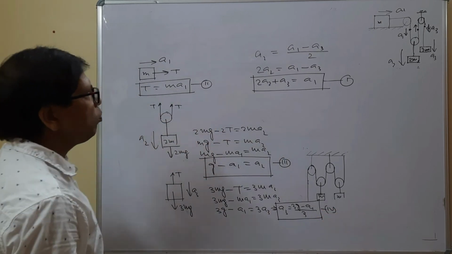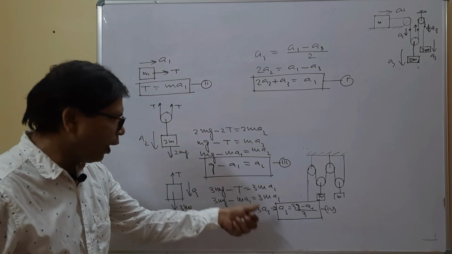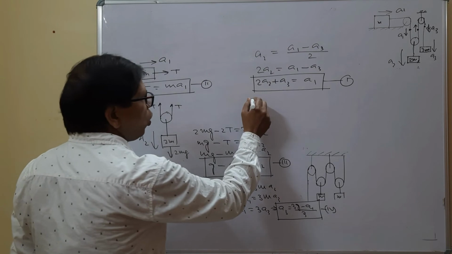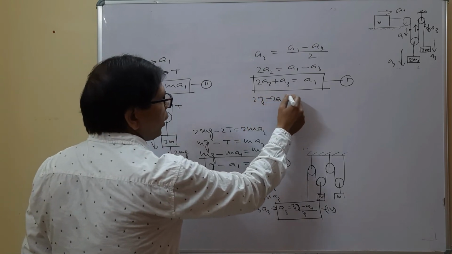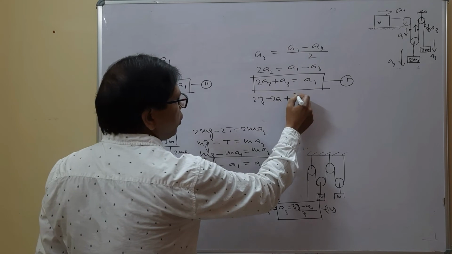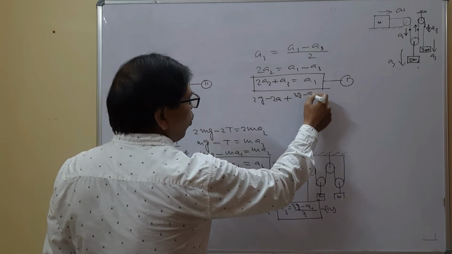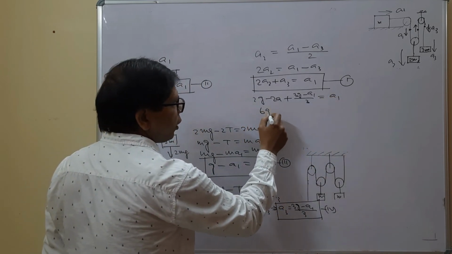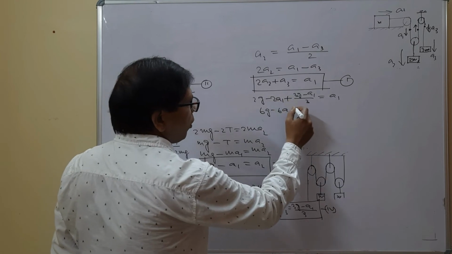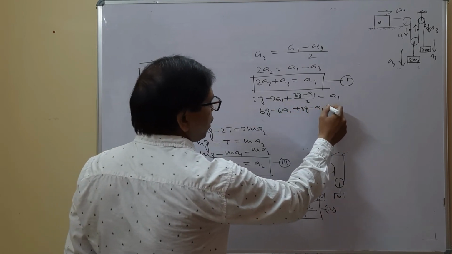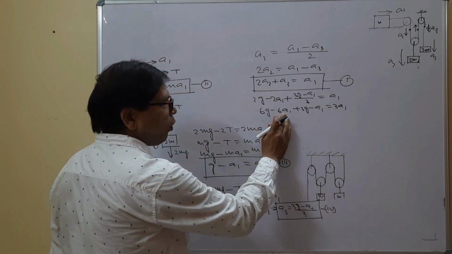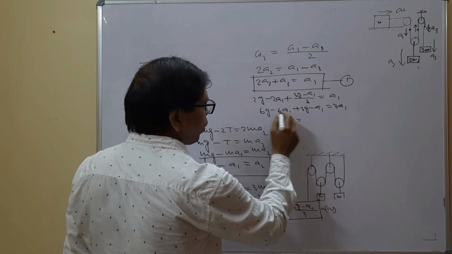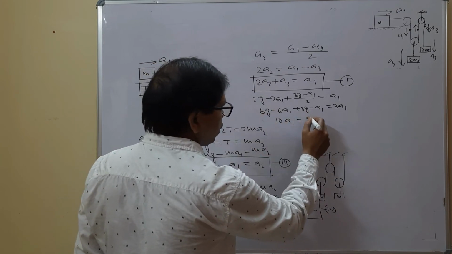Okay, now putting the value of this relation and this relation in this relation. Okay, now look at this, a2. So 2g minus 2a1, plus a3, which is 3g minus a1 divided by 3, equals a1. So this is 6g minus 6a1 plus 3g minus a1 equals 3a1. Now 6a1, a1, 3a1, so this is 10a1 equals 9g.